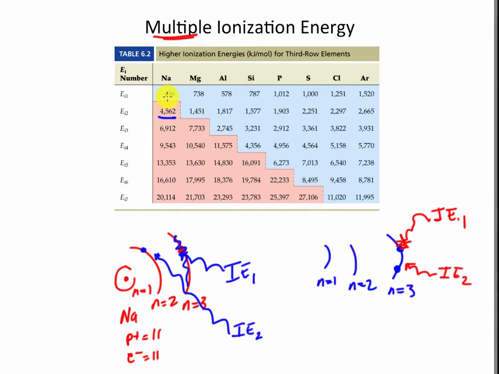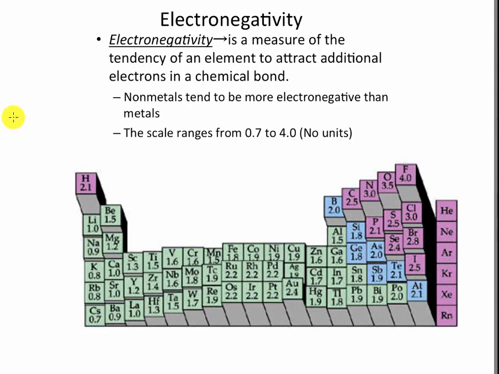So this would be the first electron, which is easy to move, first and second electrons, which are easy to move, and notice the third one, huge increase. First, second, third, and then boom, a huge increase. And that is multiple ionization energies. Okay? All right, let's move to electronegativities.